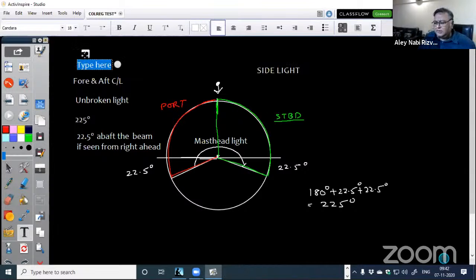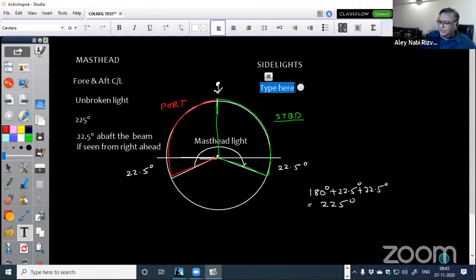So let me write here, this is the characteristics of masthead light, and this is the characteristic of side lights. We can say the side light means green light on the starboard side and red light on the port side, showing an unbroken light. Okay, so I think you can write again, green on starboard side and red on port side. Sorry, because there is a sluggishness in this program.